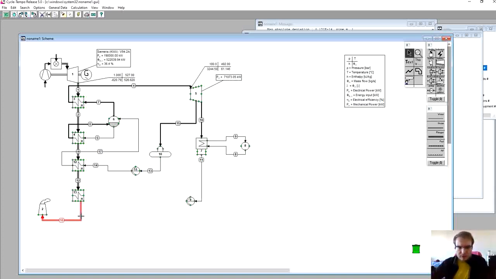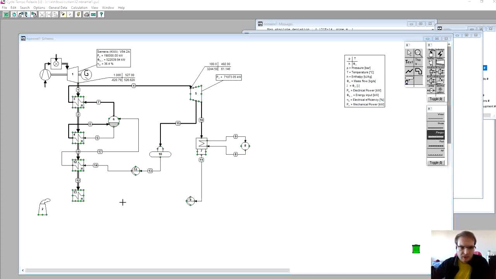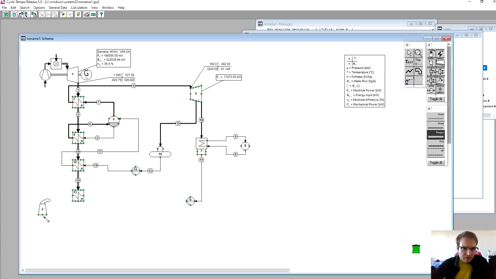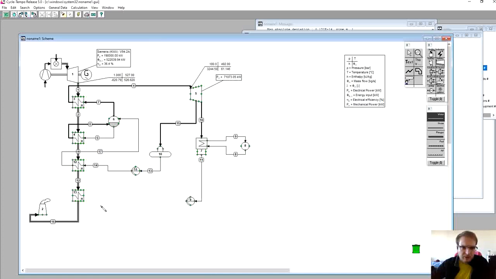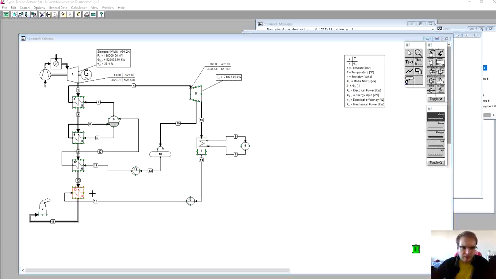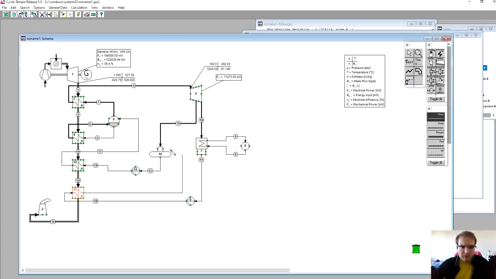So flue gas going in and out, and water going from the condensate pump into our heat exchanger, and then from the heat exchanger into the deaerator.